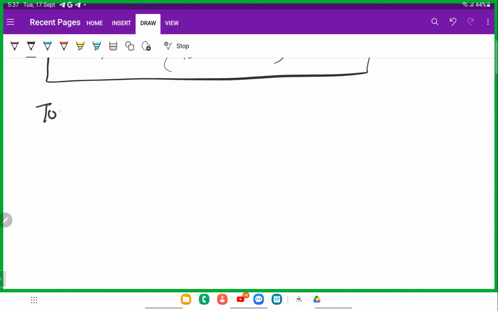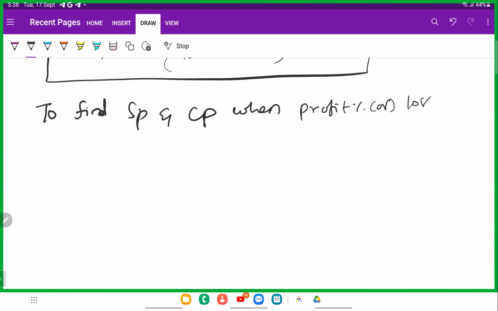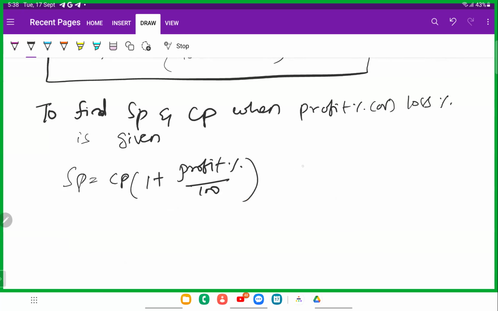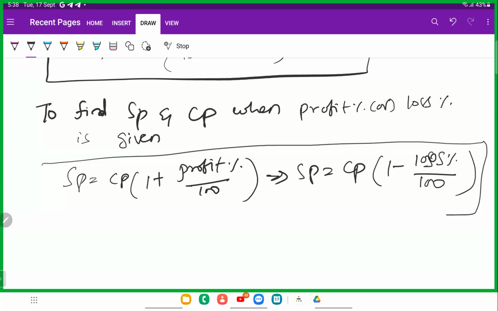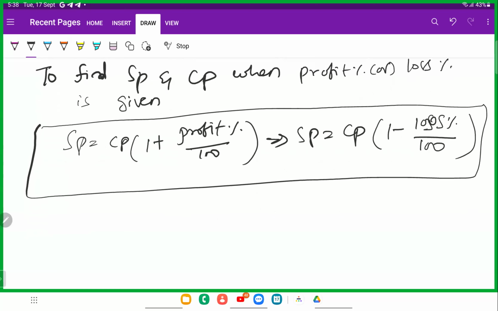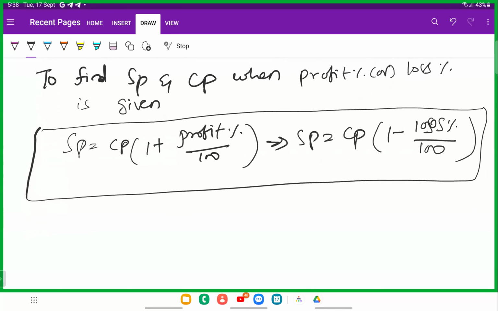For a better understanding, to find SP and CP when profit percentage or loss percentage is given: SP is equal to CP into (1 plus profit percentage by 100). Similarly, SP is equal to CP into (1 minus loss percentage by 100). These are the formulas I just discussed, and I'm mentioning them here. You can make a note of it if you want, and let's solve some problems.